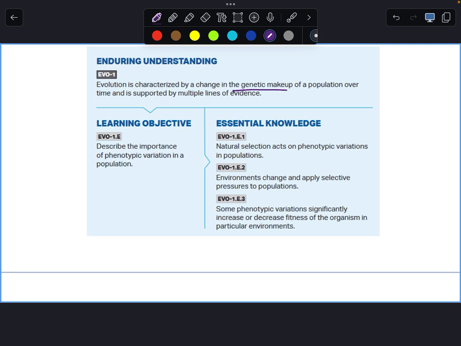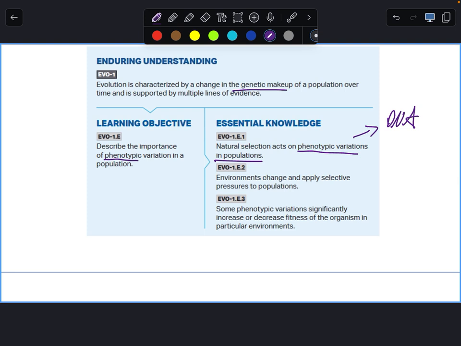Describe the importance of phenotypic variation in a population. Phenotype is what we physically see. So this could be an enzyme. This could be outward fur color, anything like that. Natural selection acts on phenotypic variations. That makes sense because natural selection isn't going to select DNA, right? That's not what it's selecting.